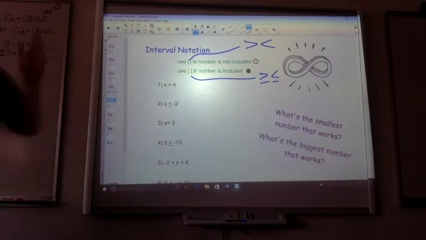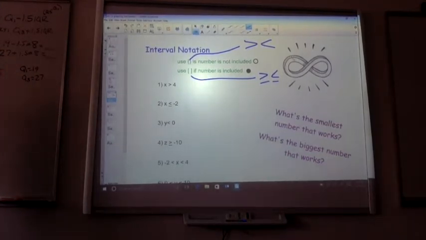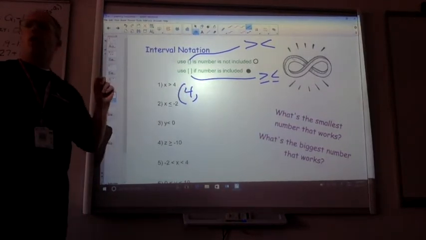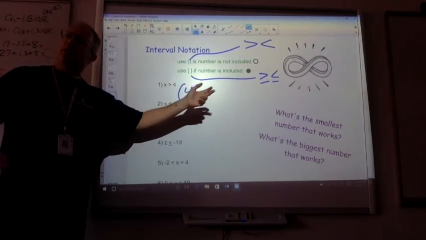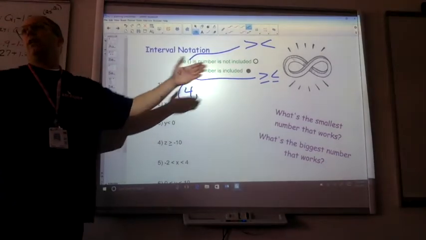X is greater than 4. So what are numbers bigger than 4? 5, 6, 8, 2,000, right? So I want to start at 4, and is it going to be a parenthesis or is it going to be a square bracket? Parenthesis. Okay, so that just tells me, hey, I'm starting here at 4. I'm going to go for numbers bigger than 4, so 5 and 6 and 7 and 8 and 9, and all the decimals and fractions that are bigger than that too, all the way up to infinity.